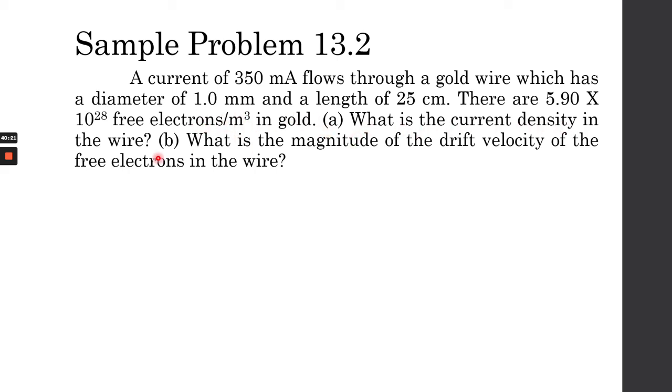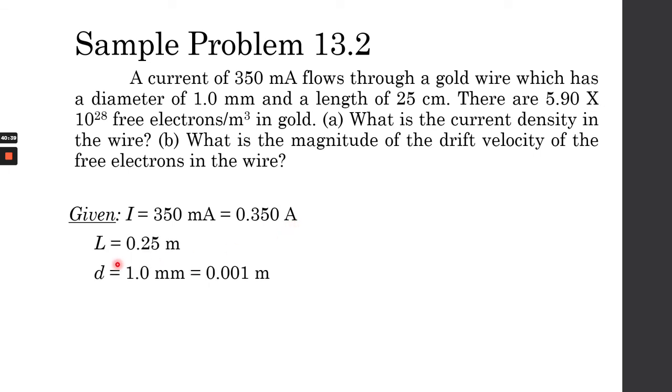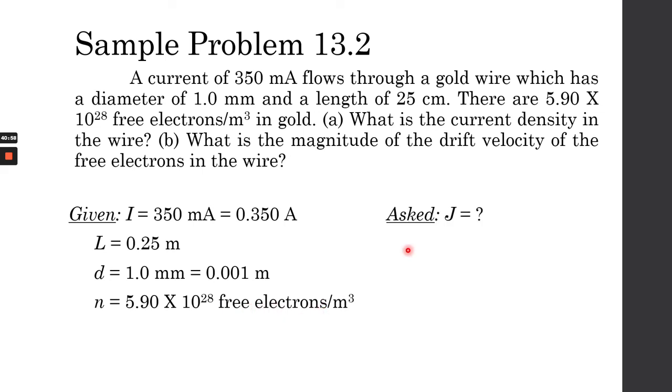A, what is the current density in the wire? B, what is the magnitude of the drift velocity of free electrons? So first we are given the current, which is 350 milliamperes, which is 0.35 amperes. We're given the length of our wire. We are also given the diameter of our wire, which is 0.001 meter. We are also given number density, or number of electrons per volume, which is 5.90 times 10 raised to 28 free electrons per cubic meter.